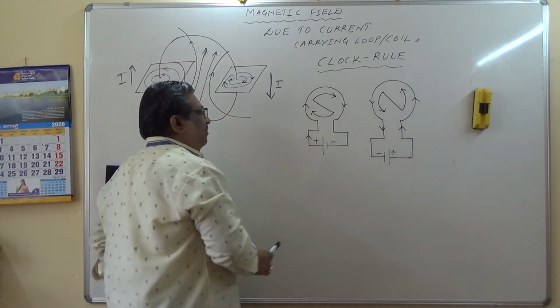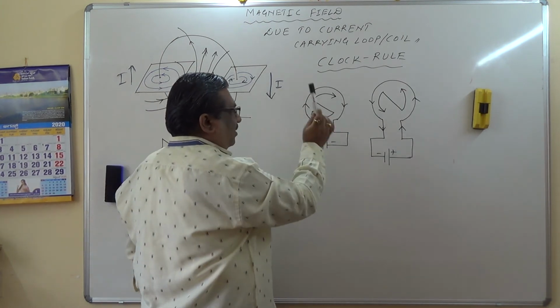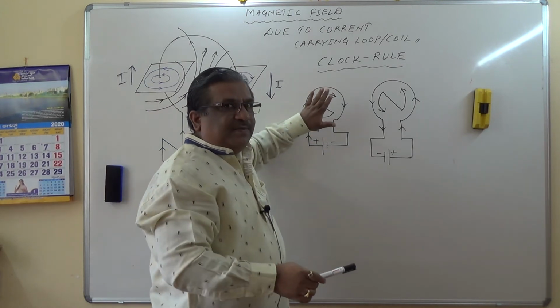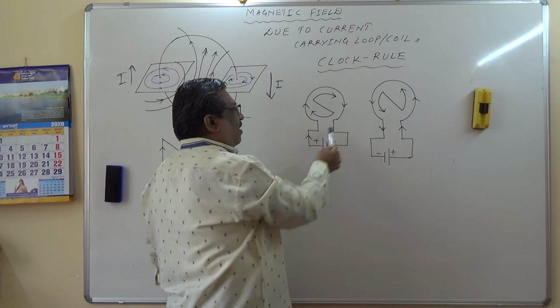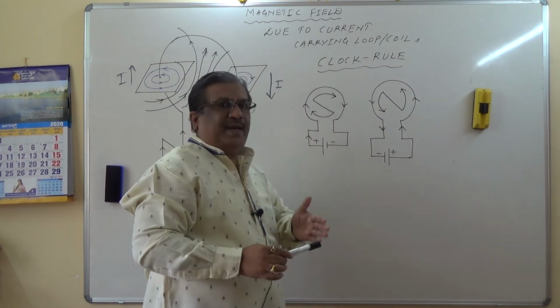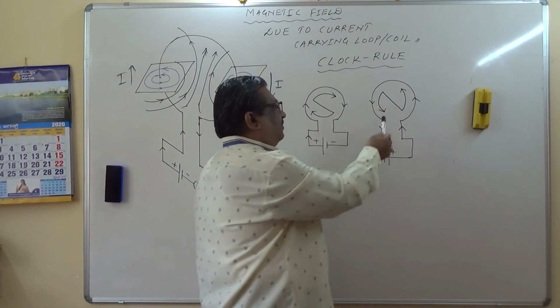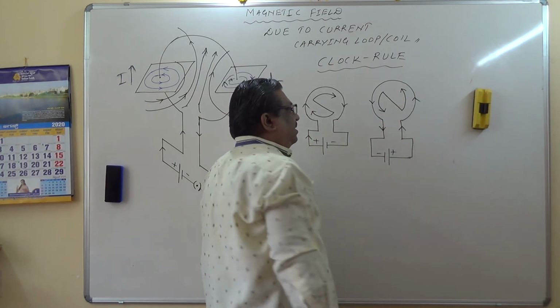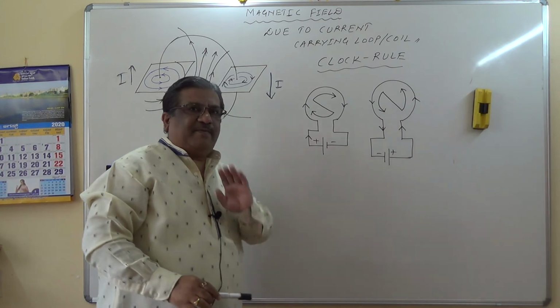Once again I will explain. The face that we are looking at, this is a coil here and we are looking at the front face of the coil. If the current flows in the clockwise direction, the face of the coil behaves like the south pole, and if the current flows in the anti-clockwise direction, then it behaves like a north pole. This is one way of recognition.